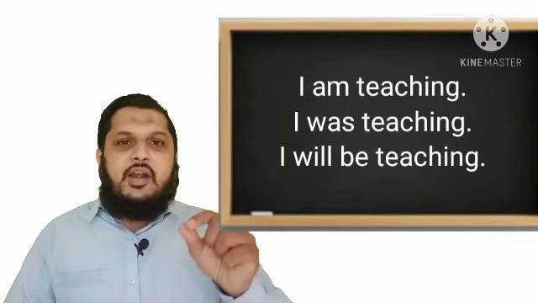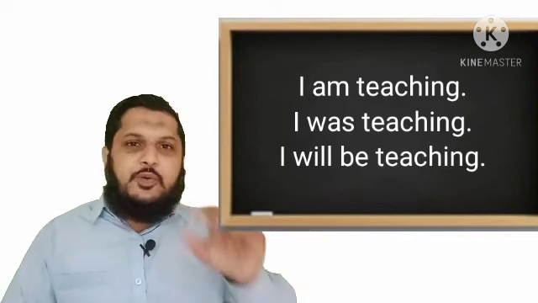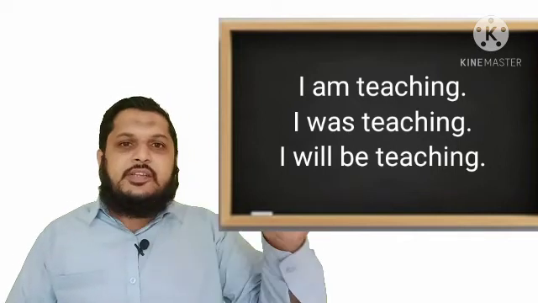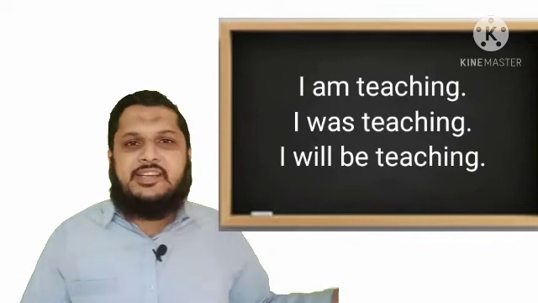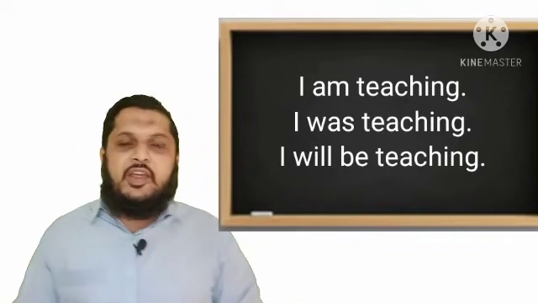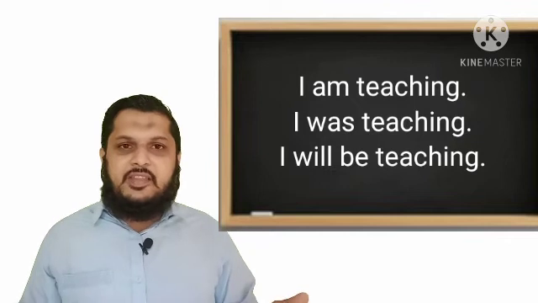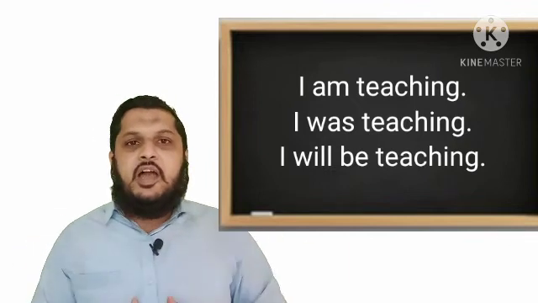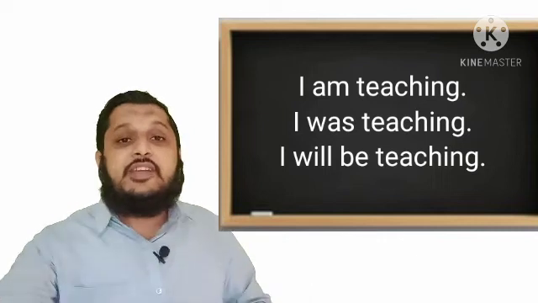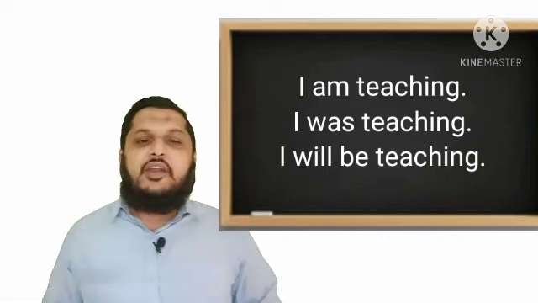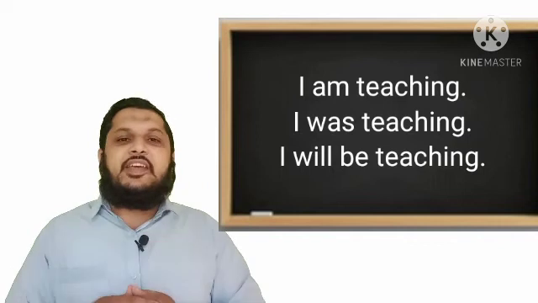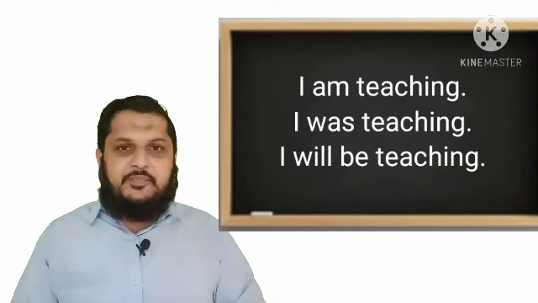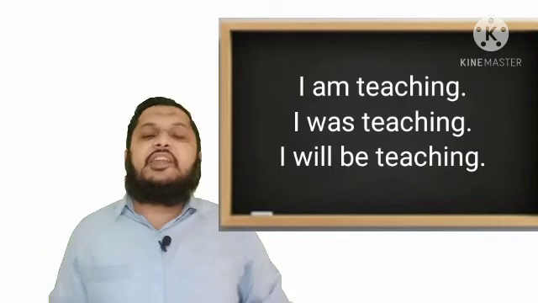In the present continuous, we use am, is or are plus ing. I am teaching. They are playing. We are studying. Past, was or were plus ing. I was teaching. You were studying. Now, future continuous, they'll be studying. I will be teaching, you'll be listening, you'll be attending.